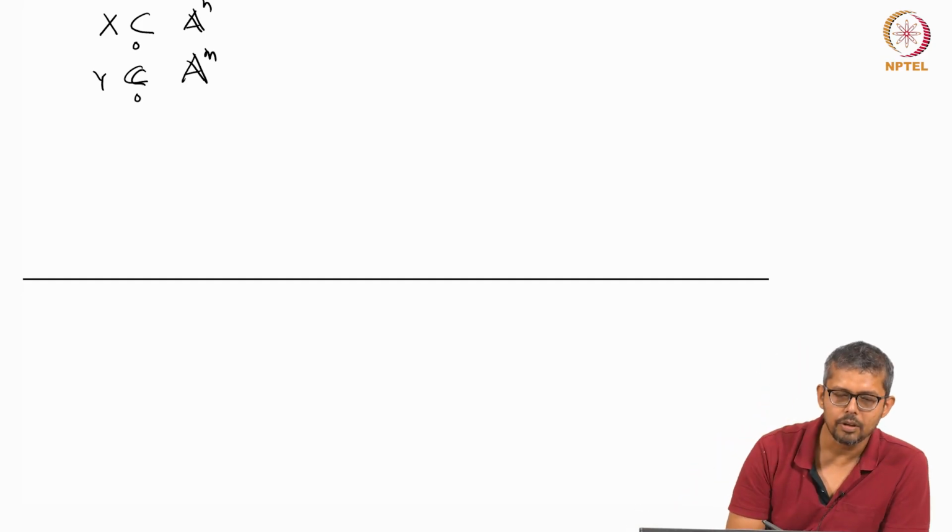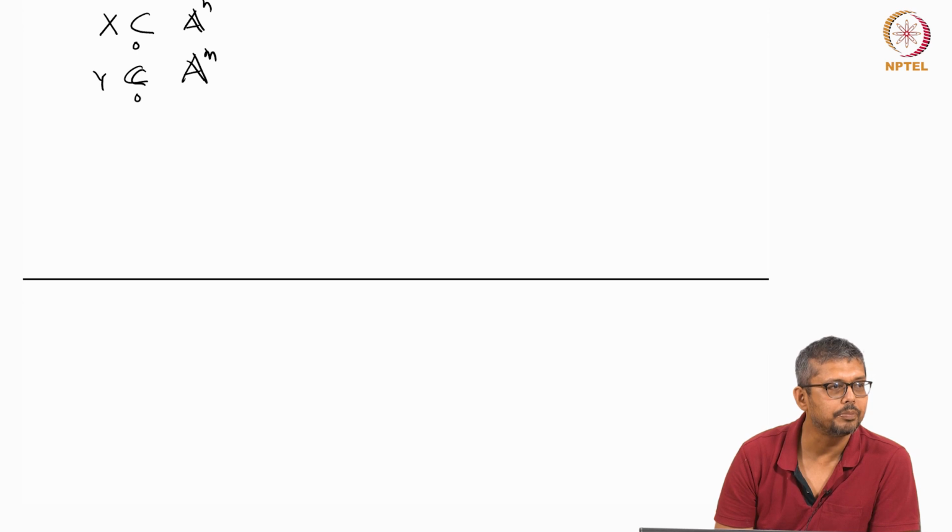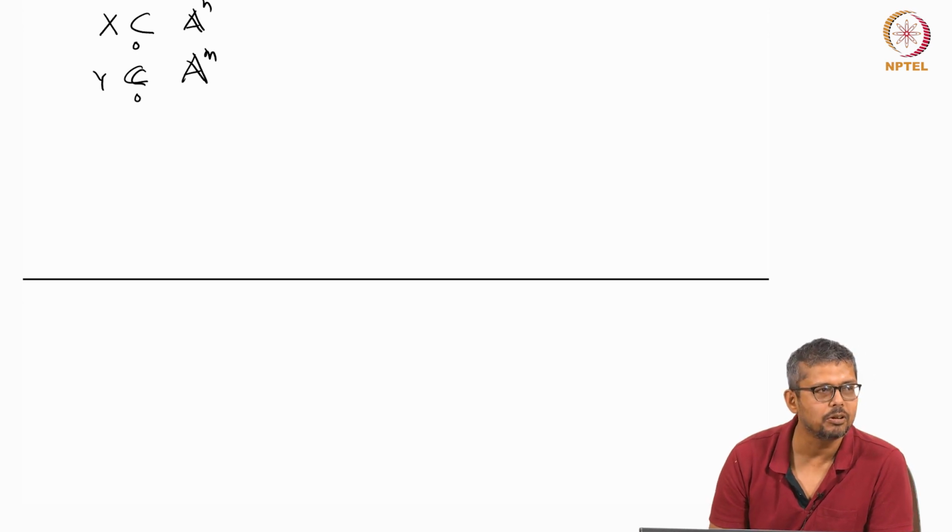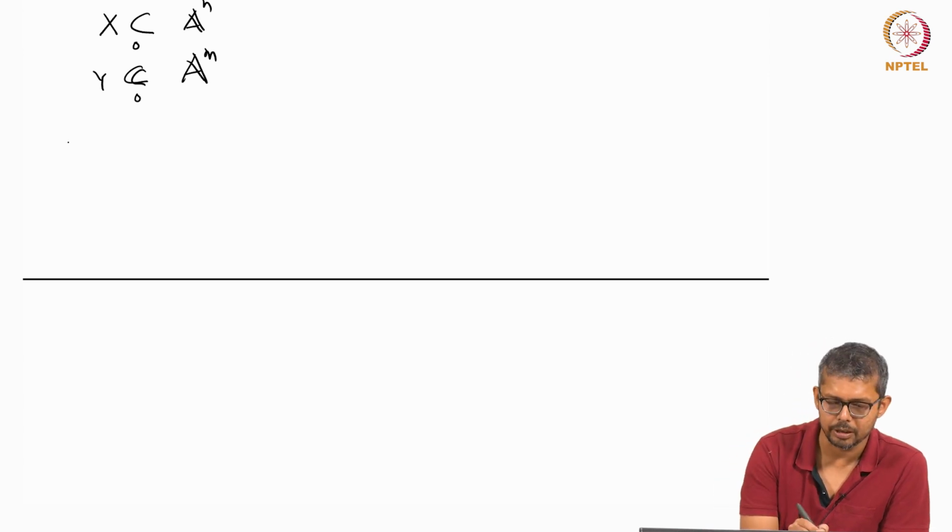So now the point is that if X and Y are projective, see, maps of projective varieties are not globally defined, they are locally defined only. So you have to be a little careful. So how do you do that for projective varieties?